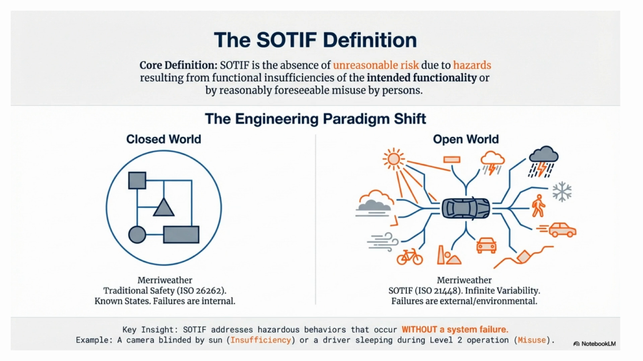Imagine a camera that works perfectly, but is temporarily blinded by the direct glare of a sunset. Nothing is broken, yet the system's performance is insufficient for that moment. We call these functional insufficiencies. Our mission here is to identify the real-world triggering conditions that activate these hidden weaknesses and ensure our system design can survive the messiness of the real world.